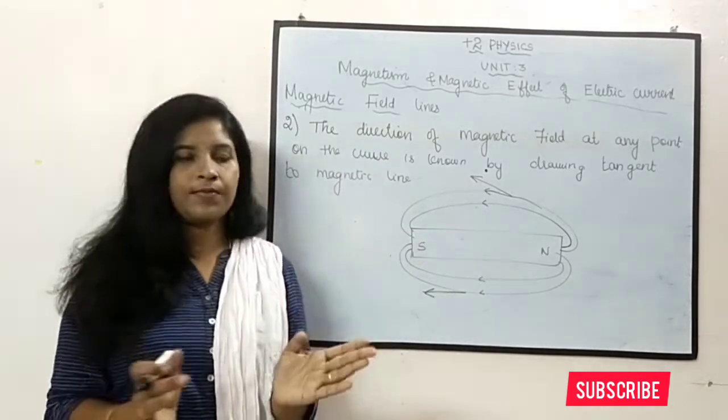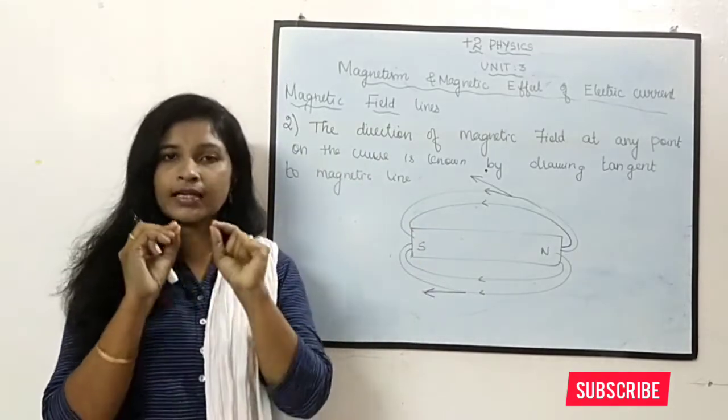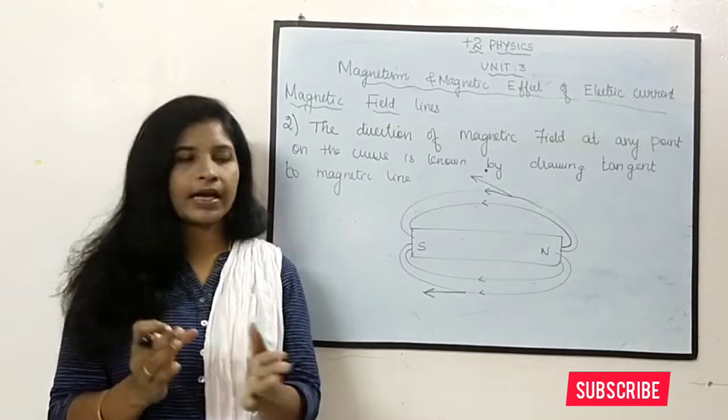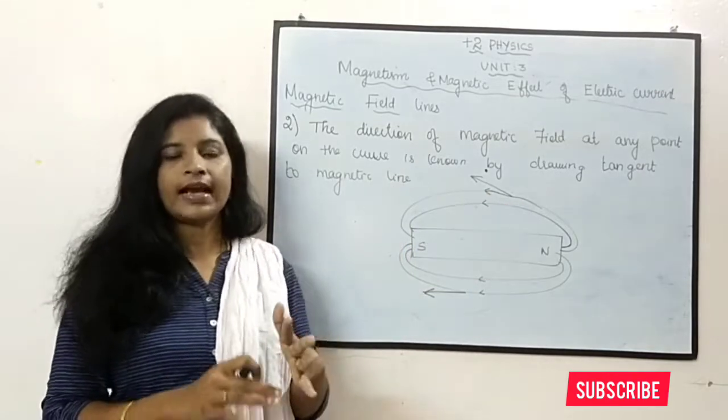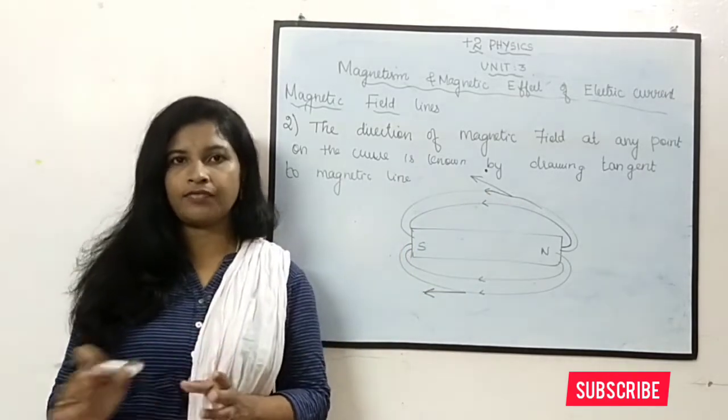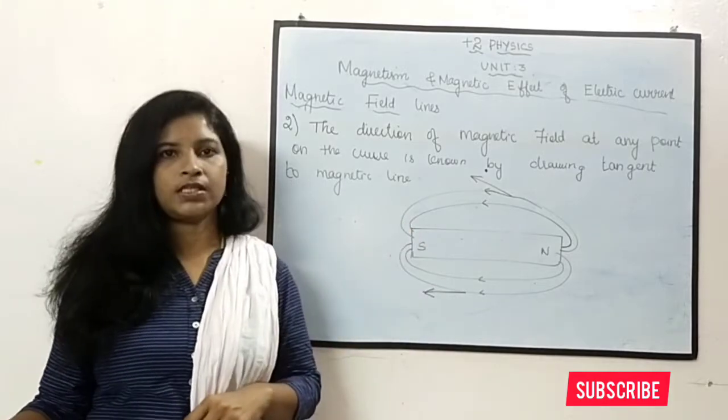Second property, it is similar. So when you want to find out at a particular point what is the direction of the magnetic field, you can simply draw a tangent, that is the direction of the magnetic field. So this is the second property.